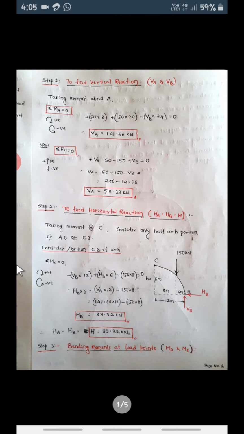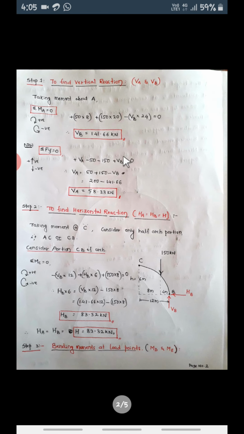A is a hinged support and B is also a hinged support, and these are the reactions: vertical reaction VA, horizontal reaction HA. Similarly, vertical reaction at B, VB, and horizontal reaction at B, HB. The first step is to find these reactions. First we'll find the vertical reactions, then the horizontal reactions. So let us find the vertical reactions, VA and VB.